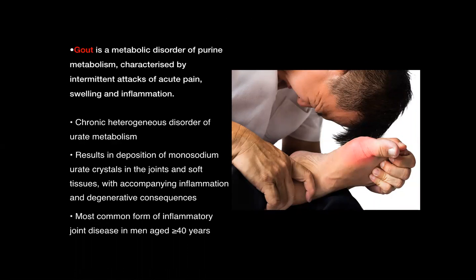Gout is a metabolic disorder of purine metabolism characterized by attacks of acute pain, swelling, and inflammation. It is a chronic heterogeneous disorder of urate metabolism resulting in deposition of monosodium urate crystals in the joint and soft tissue with accompanying inflammation and degenerative consequences. It is the most common form of inflammatory joint disease in men aged 40 years or more.